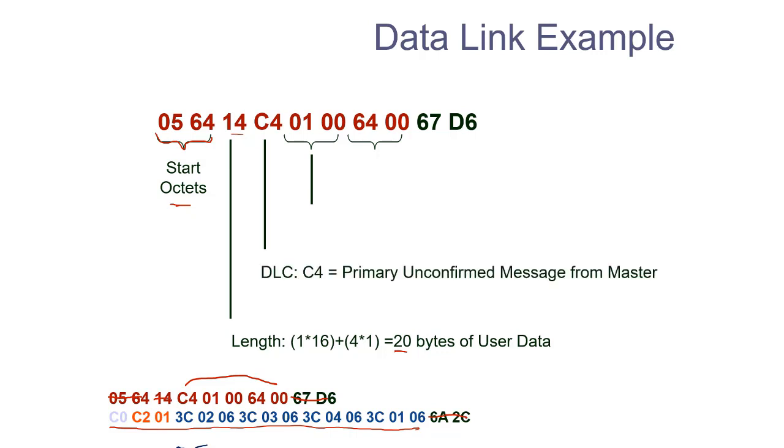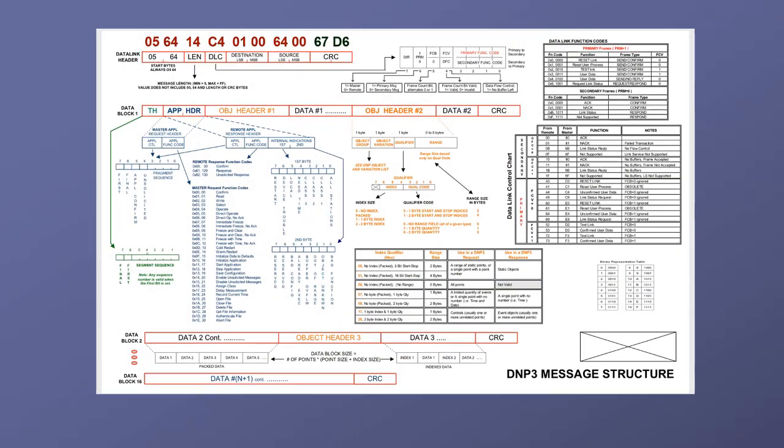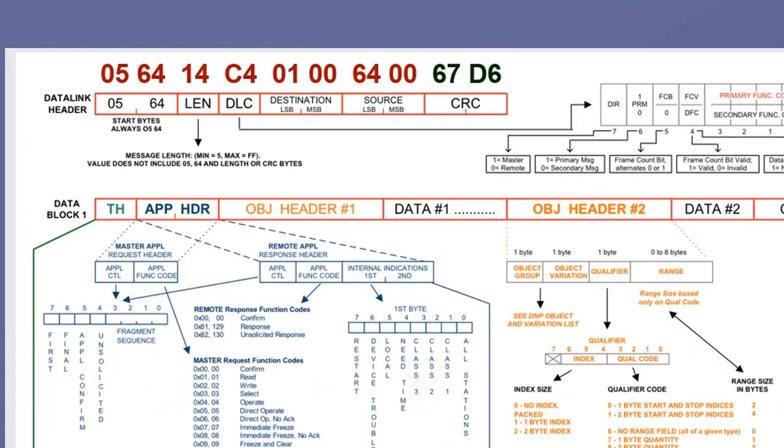So now let's look at the data link control. That's the next byte. I can see in the hexadecimal it's C4. This means it's a primary unconfirmed message from the master. So let's just jump ahead and look at the breakout. If we go to the breakout sheet, it might be a little hard to see, but I can see there's my 0564 at the top here. There's my length. Now here's my data link control.